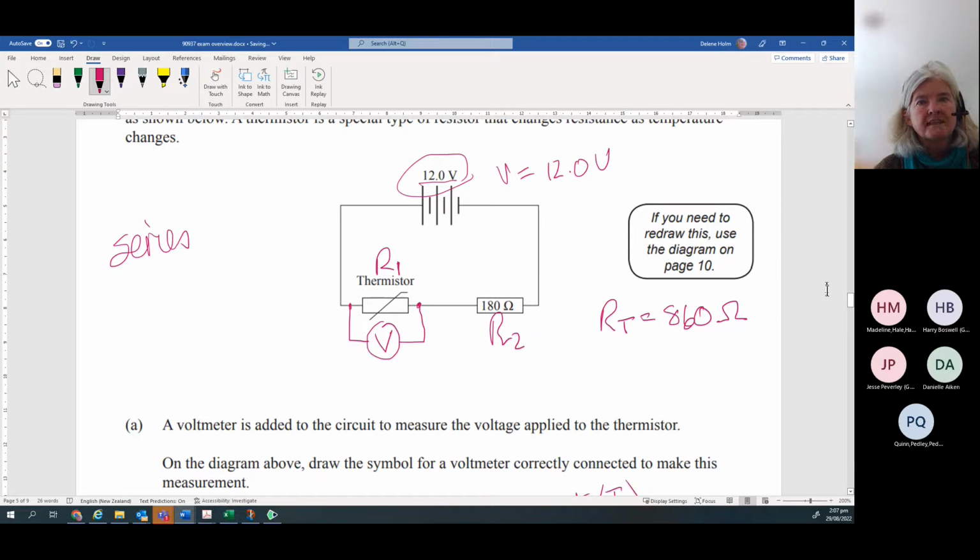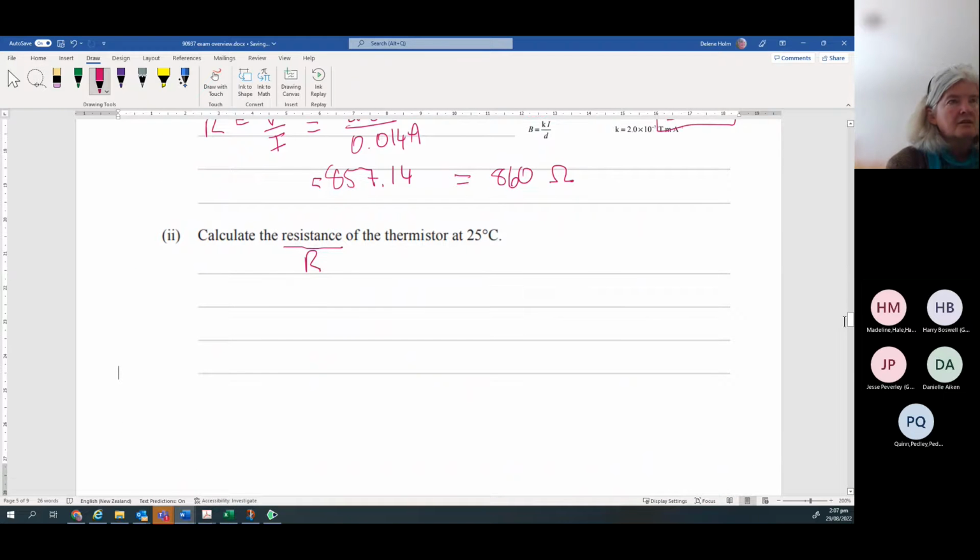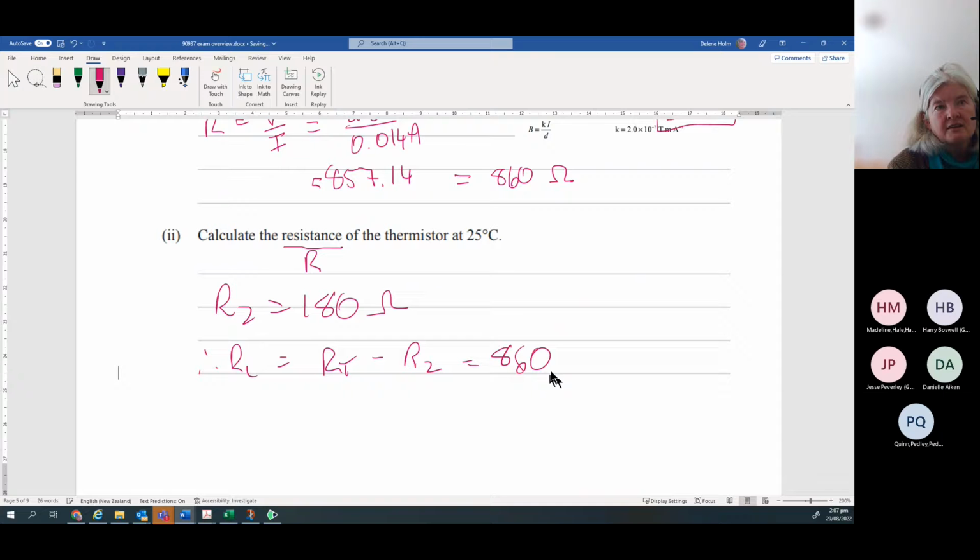So you could basically say R2 is equal to 180 ohm. Therefore, R1 is equal to R total, subtract R2, which is 860, subtract 180. And my brain isn't that good. I used to be able to do these all in my head, but years of using a calculator, I can't do it anymore.